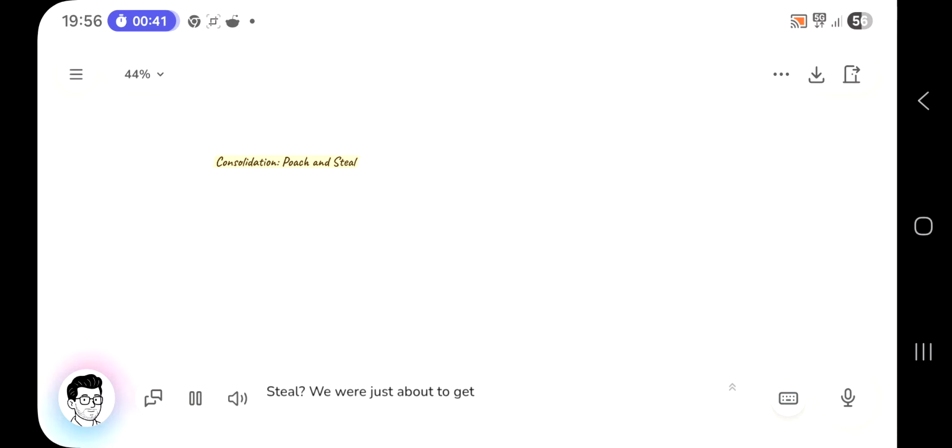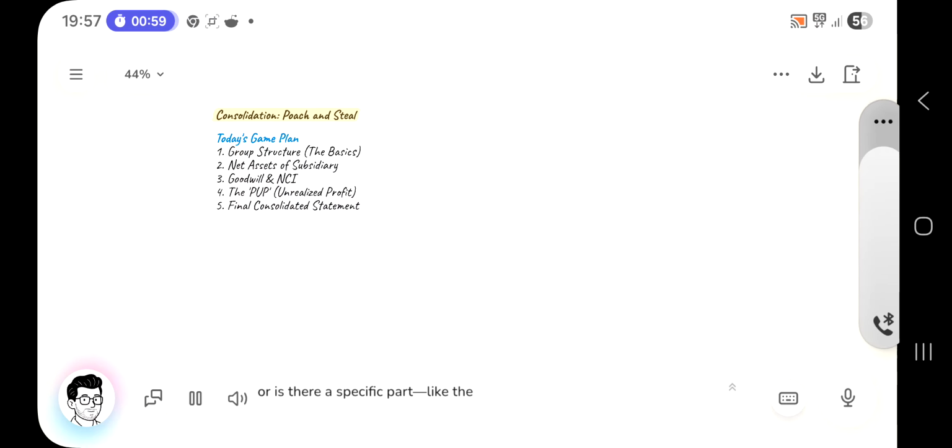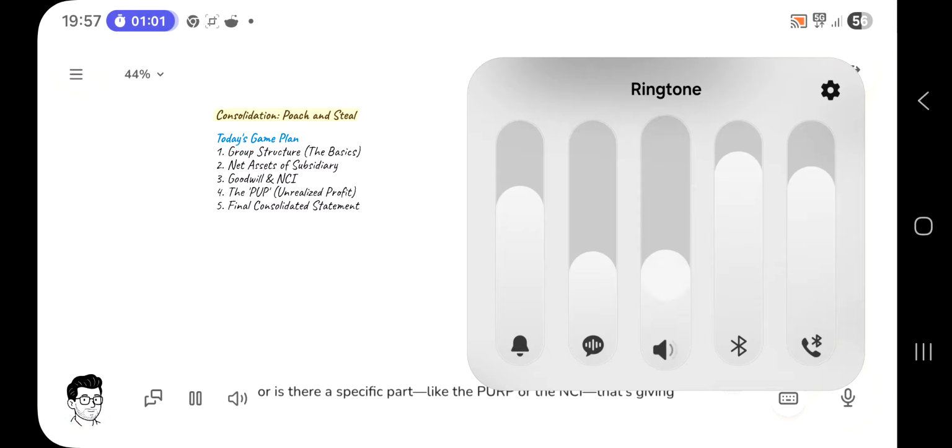We were just about to get into the nitty-gritty of consolidating those financial statements. I've laid out the roadmap here on the board. Since we're tackling your homework, do you want to march through it step by step from the top? Or is there a specific part like the PERP or the NCI that's giving you a headache?